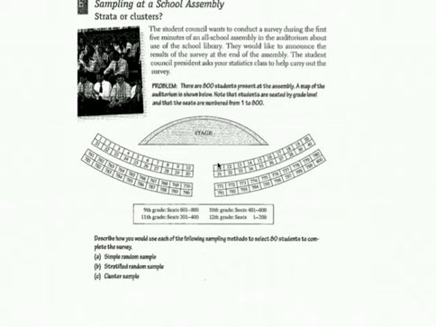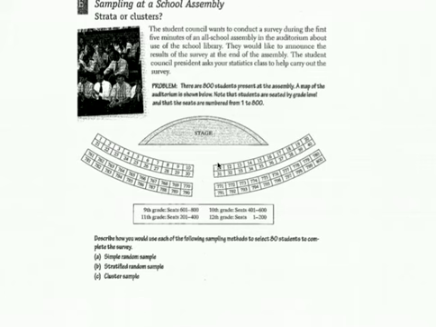So now it's time to practice the 3 sampling methods we just discussed: simple random sample, stratified random sample, and cluster sample. The way that we're going to do this is with an example about sampling at a school assembly. The student council wants to conduct a survey during the first 5 minutes of an all-school assembly in the auditorium about the use of the school library. They would like to announce the results at the end of the assembly. The student council president asks your statistics class to help carry out the survey.